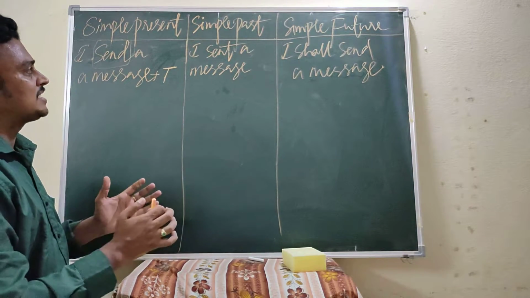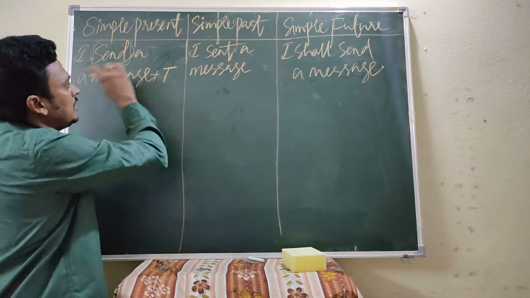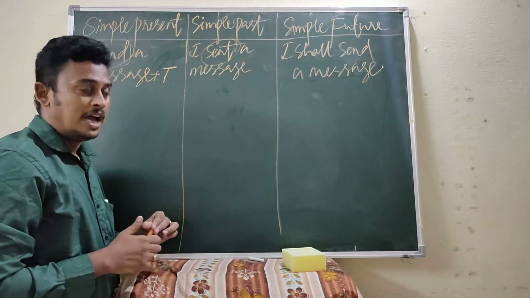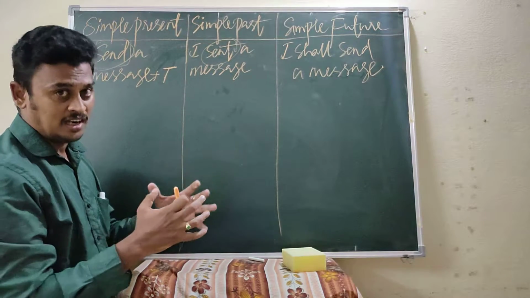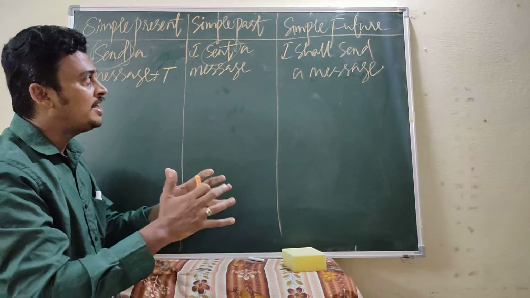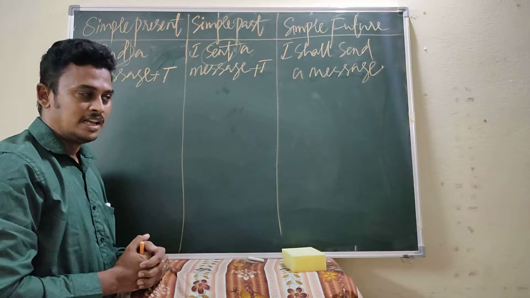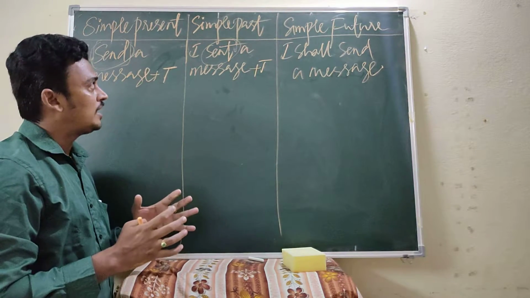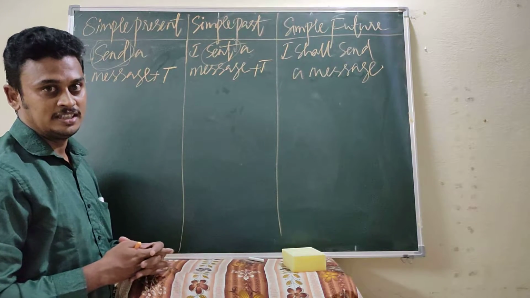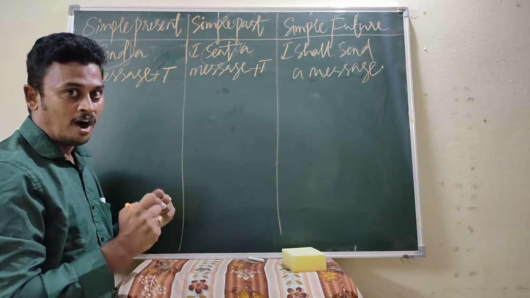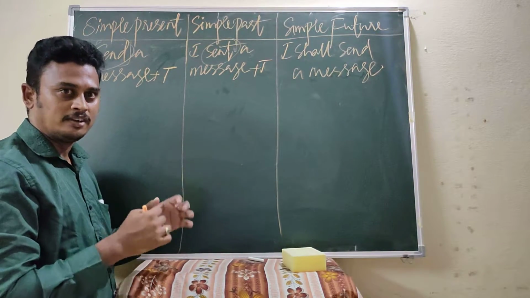The difference with the past tense: when you go for this, the verb is sent, the past tense V2. I sent a message. If you come across these three tenses, the time indicator is very important. When we communicate in the past tense, future or simple present tense, we have to mention the time. Time has to be mentioned while we say the present, past and future. The time indicator is very important.